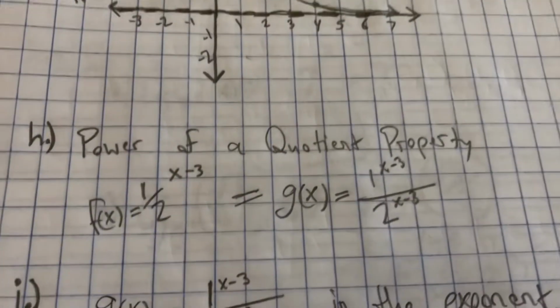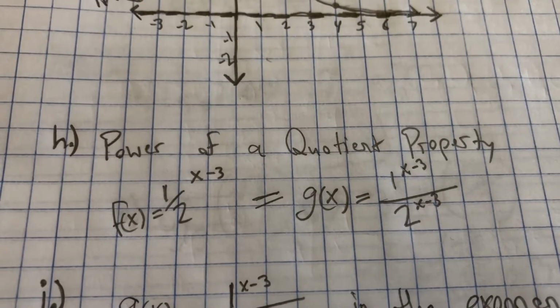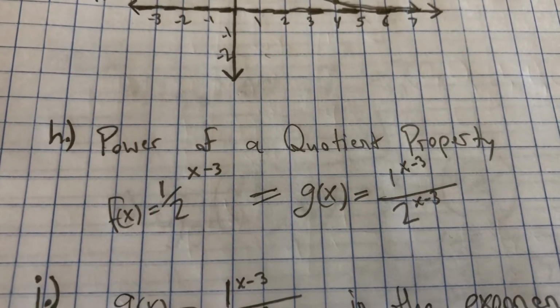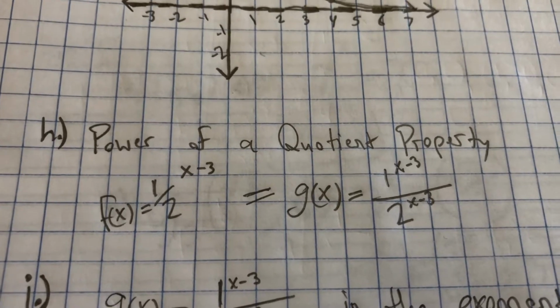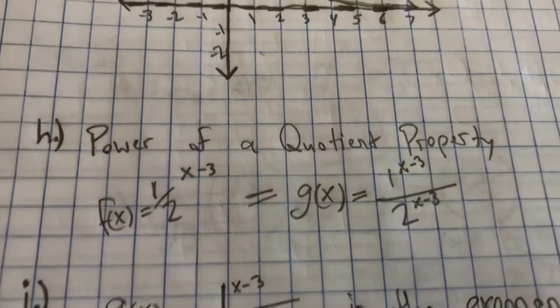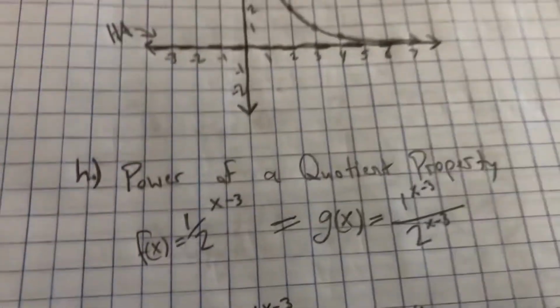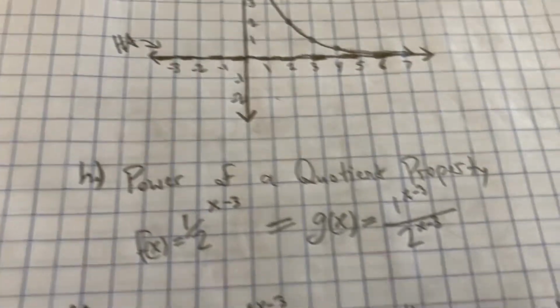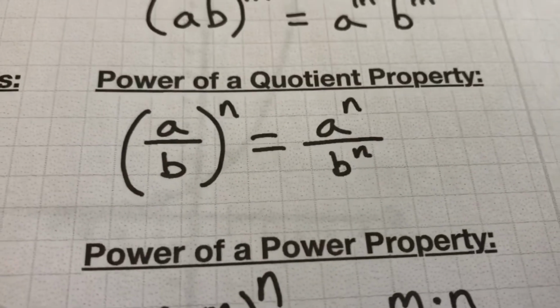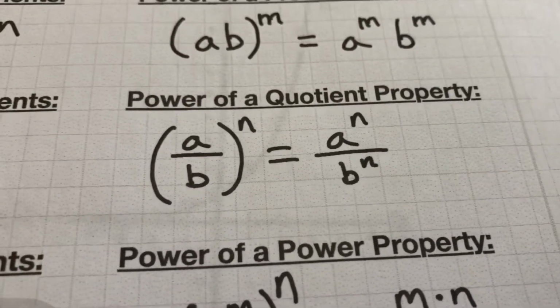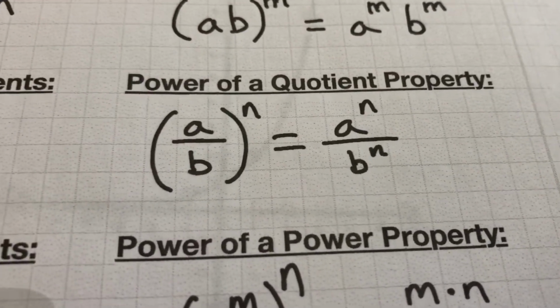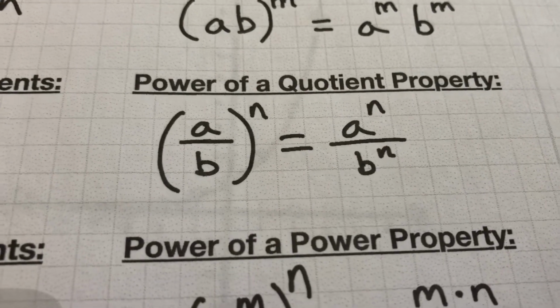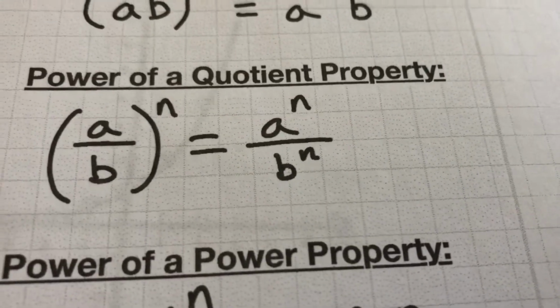So, part H, they asked us to use the properties of exponents to rewrite the function f of x into an equivalent function and name it g of x. Since there are several possible equivalent functions, the one I decided to go with is the power of a quotient property, which is if you have a fraction that has an exponent, then you can rewrite it with the numerator and denominator having the same exponent.